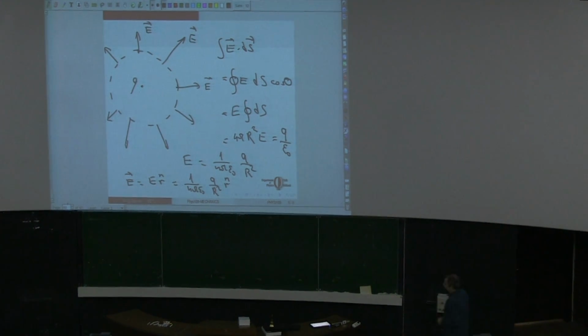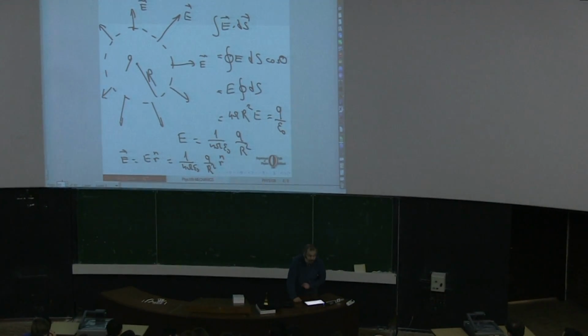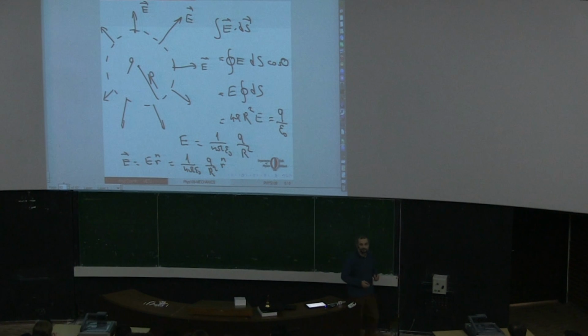R is the radius of the sphere. This one. This r hat vector. The r hat vector is this vector. I'm not summing these vectors. You see, here I'm not summing the area vectors. I'm summing the magnitudes of the areas.